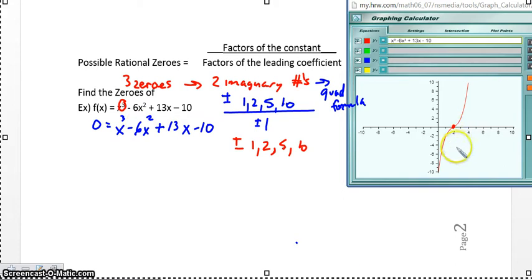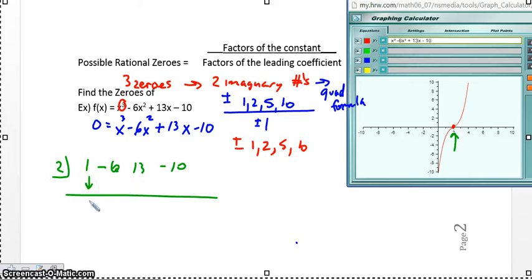So going back to the graph, we've got a 0 at 2, so let's verify that that works out by using synthetic division. So I will drop down the first term, which is a 1, multiply by 2, add, and I will get negative 4, multiply, I'll get negative 8, add, I'll get 5, multiply, I'll get 10, which is what I wanted, because then I have a remainder of 0. So that means that my 2 divided evenly into the polynomial, which means that it's a 0. So my first 0 is x equals 2.